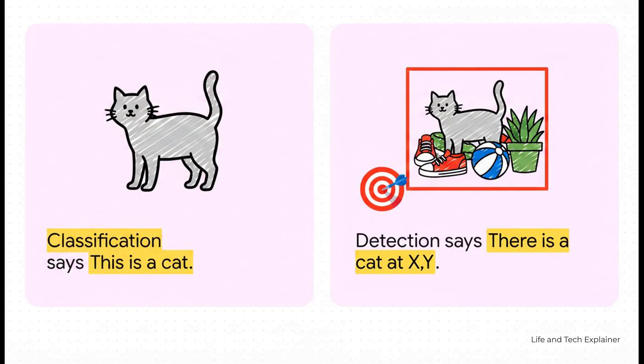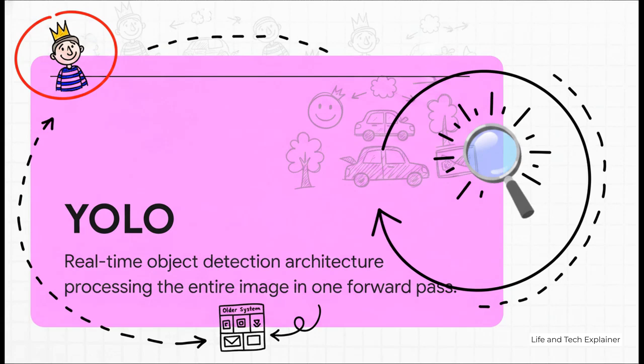Think of it like a Where's Waldo book. Classification is just knowing Waldo is somewhere on the page. Detection is actually pointing your finger directly at him in the middle of a massive crowd. And the holy grail for pointing out Waldo instantly is an architecture called YOLO, which stands for You Only Look Once. Now, older systems used to scan an image chunk by chunk, kind of like reading a page word by word. It was painfully slow. But YOLO? It processes the entire image in one single forward pass. It looks at the whole page in one glance. This is a total game changer because it enables real-time video speed object detection.